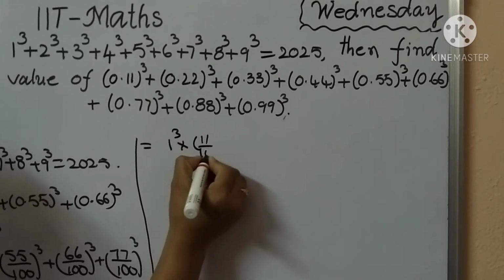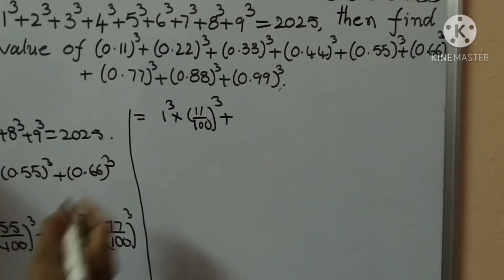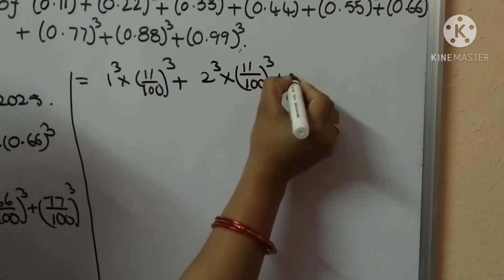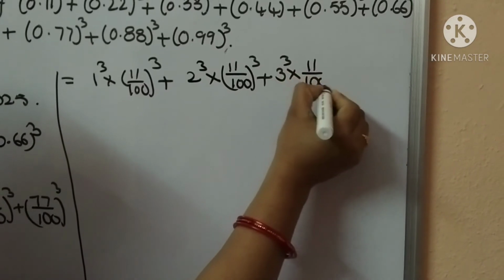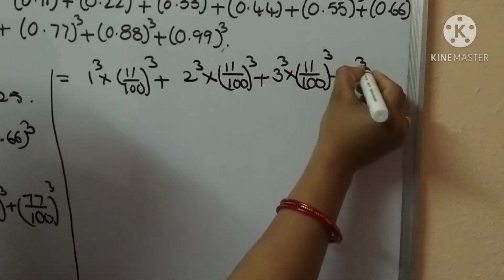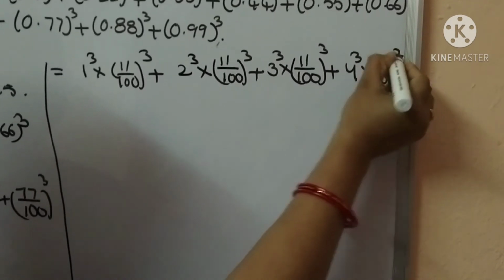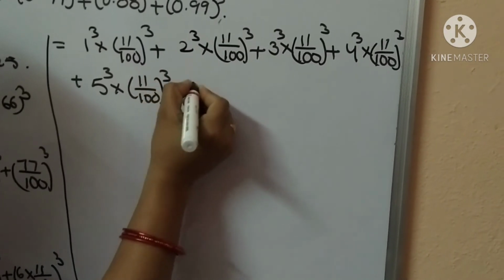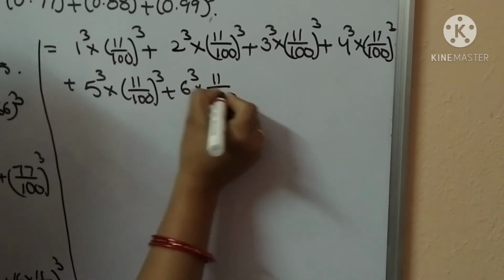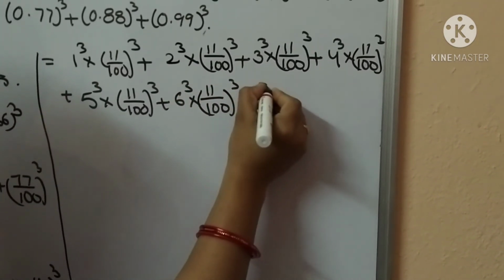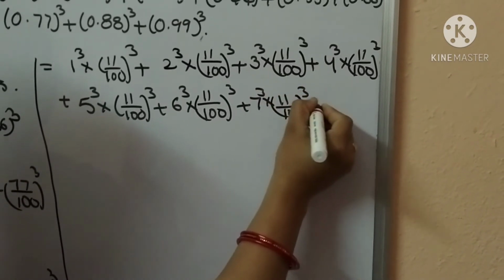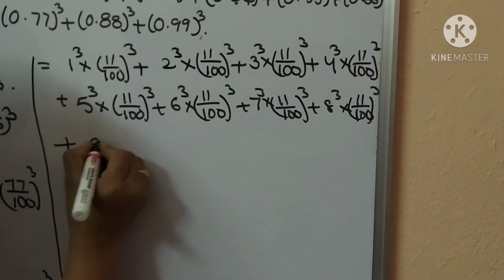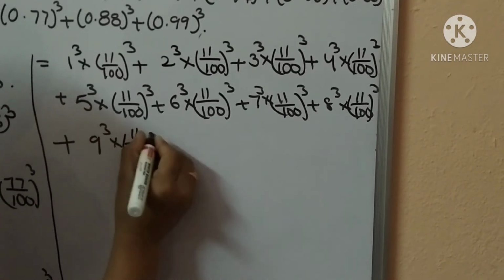1 cube into (11 by 100) whole cube, plus 2 cube into (11 by 100) whole cube, plus 3 cube into (11 by 100) whole cube, plus 4 cube into (11 by 100) whole cube, plus 5 cube into (11 by 100) whole cube, plus 6 cube into (11 by 100) whole cube, plus 7 cube into (11 by 100) whole cube, plus 8 cube into (11 by 100) whole cube, plus 9 cube into (11 by 100) whole cube.